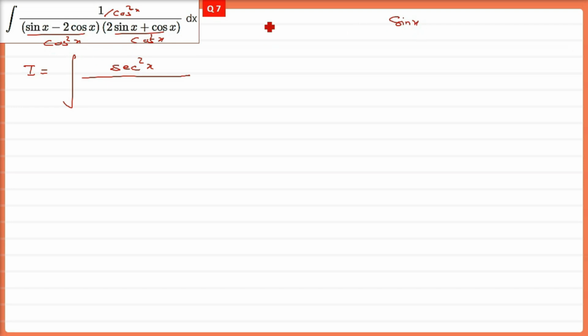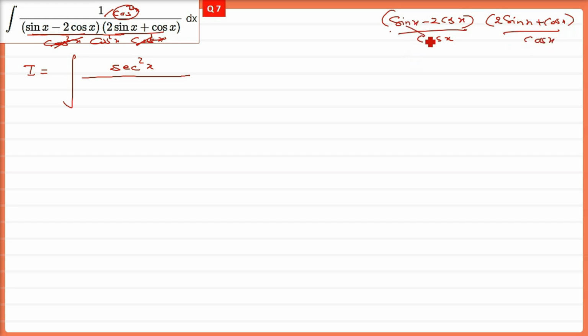So let's see what we get. Now 1 by cos square x is sec square x. So this cos square x is only 1 in the denominator. So we'll separate them out. Cos square x can be written as cos x into cos x, because actually cos square x is only what we need in the denominator. So one cos goes below the first term, the second cos goes below the second term. So divided by cos x.